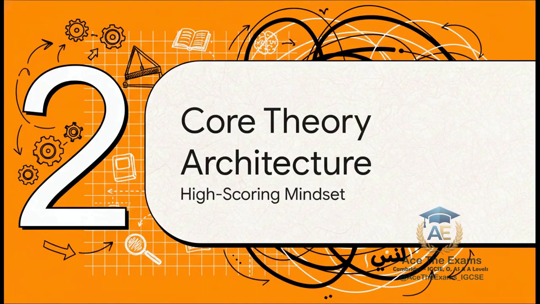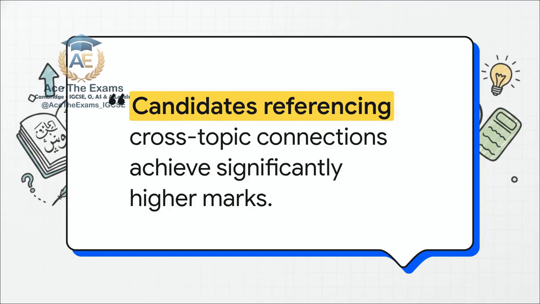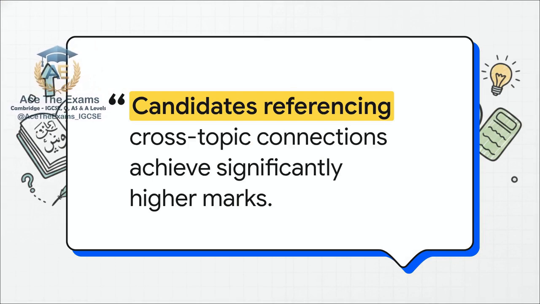Moving on to Section 2, Core Theoretical Architecture, engineering a high-scoring mindset. So, if page dumping is a totally busted myth, what actually works? Well, we need to look at the underlying framework that Cambridge examiners actually require. And this perfectly illustrates the reality of the grading grid. This is a direct quote straight from the Principal Examiner report: candidates referencing cross-topic connections achieve significantly higher marks.